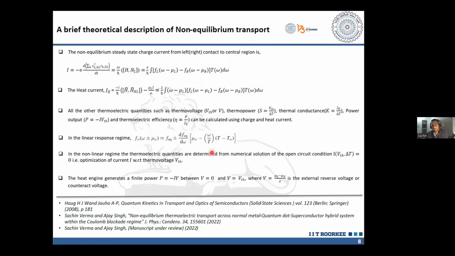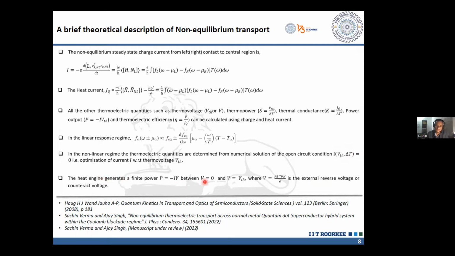There are two situations. The first one is the open circuit condition, when the external load resistance is infinite. So we have to solve this equation, which is I, a function of thermal voltage and temperature difference, equal to zero. So we have to solve this equation to find this thermal voltage, and this is one case. In another case, we have a finite load resistance in the external circuit, then the equation becomes slightly different, which I will explain later.